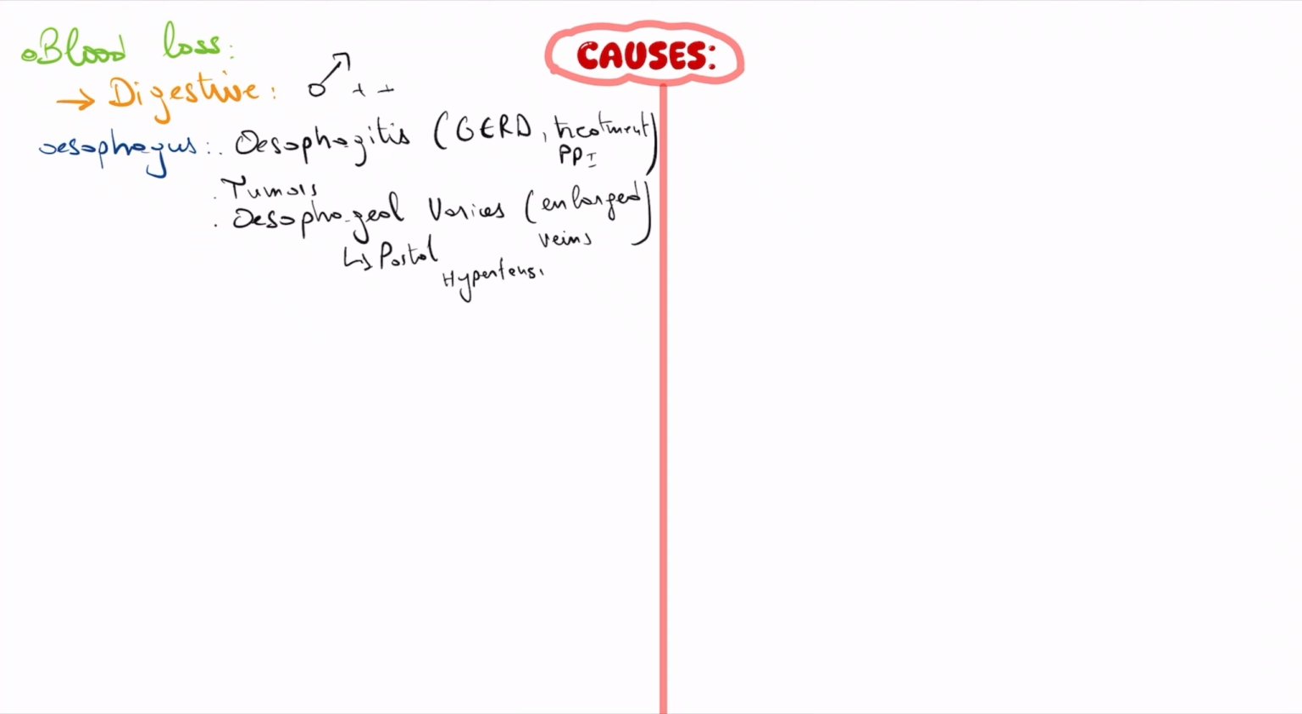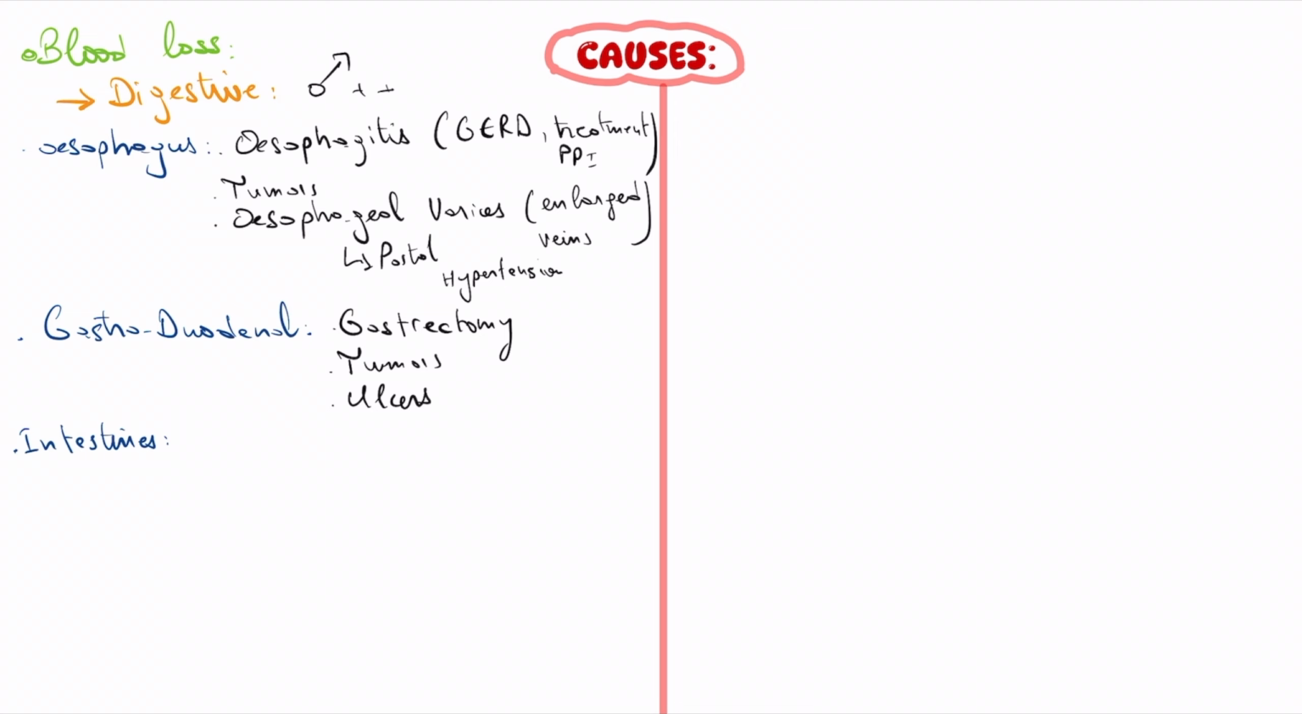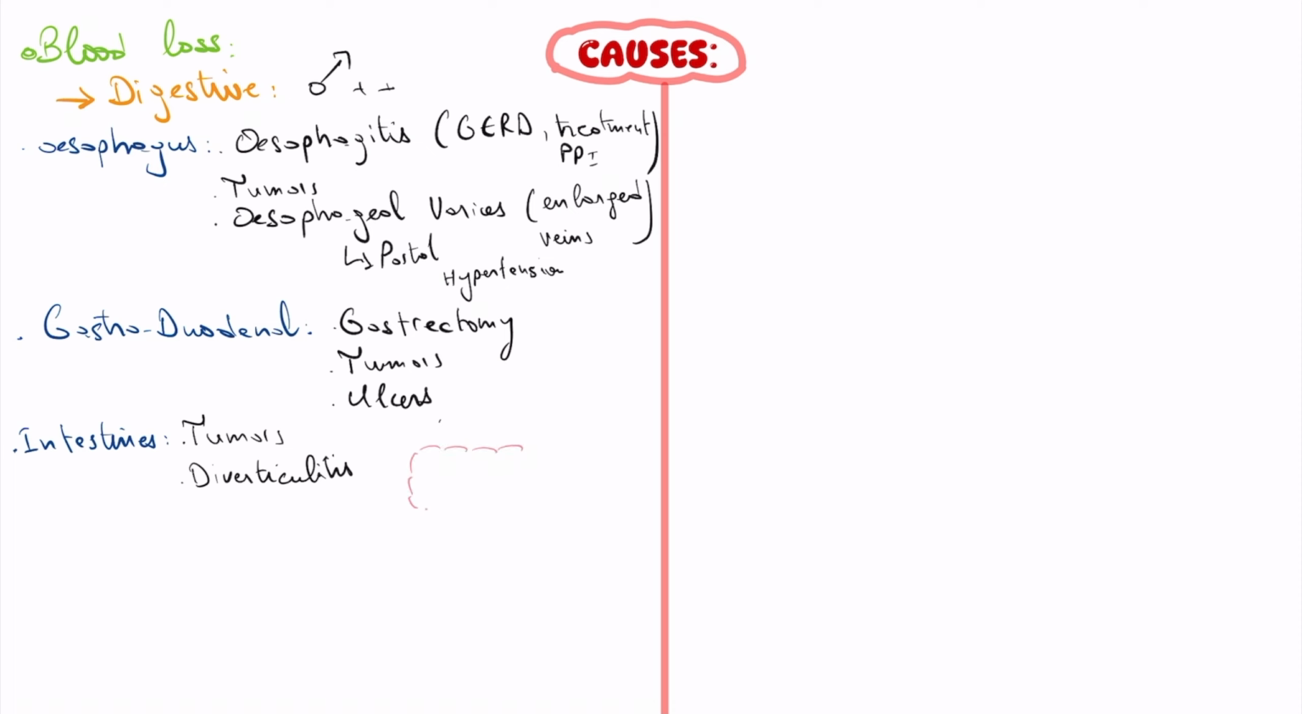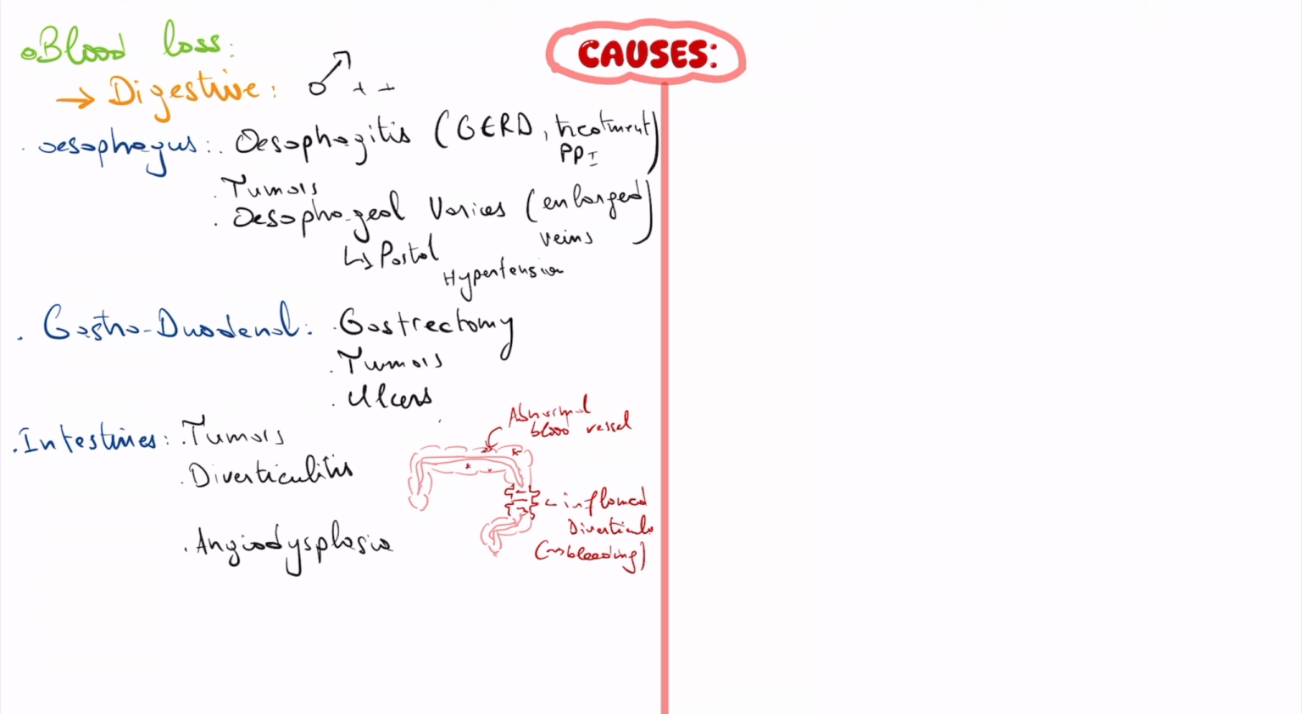Now, moving on to gastroduodenal causes, we can have gastrectomy, tumors, or ulcers. All of these causes can lead to bleeding. Intestines, we have tumors or diverticulitis. It's an inflammation of the diverticula. It's an irregular bulging pouches in the large intestines. Angiodysplasia, they are abnormal tortuous blood vessels, or chronic hemorrhoids.